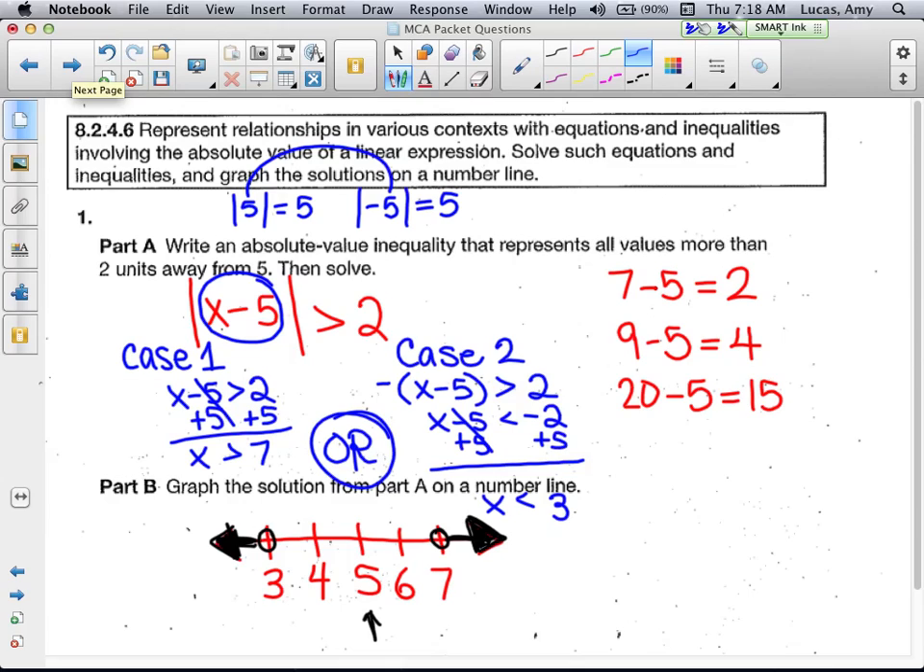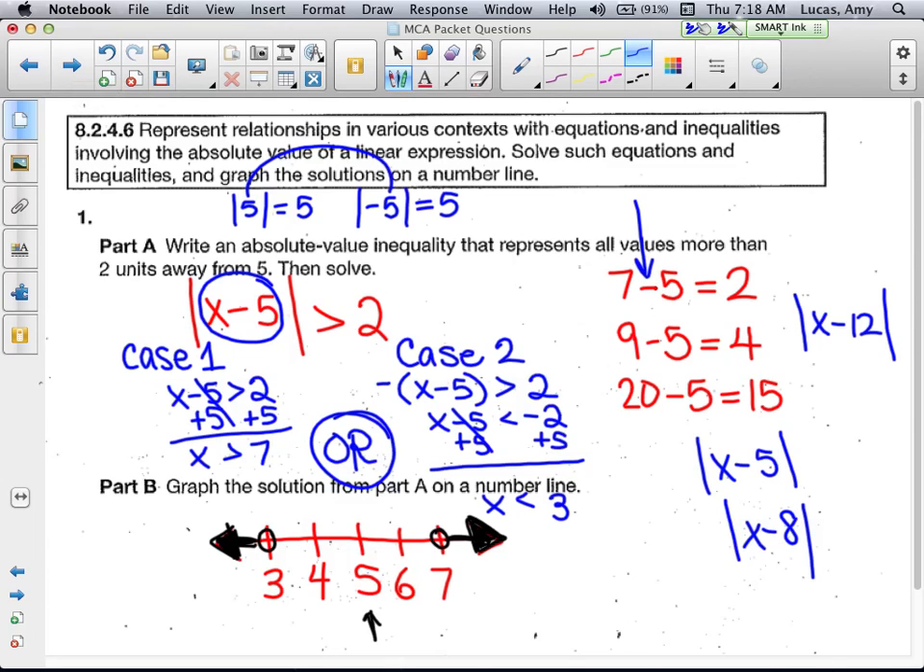So again, distance means that you are subtracting. So the distance away from 5, x minus 5. The distance away from 8 would be x minus 8. The distance away from 12, x minus 12. So that's how you determine what to put in the absolute value bars. The distance you are away from a certain number. And then it said that you were more than 2 units away.